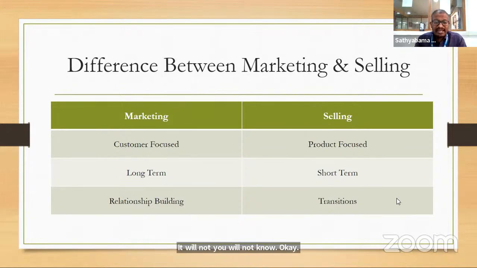Next, marketing is long term. In marketing you build a relationship between the customer and the buyer. You will know what the customer needs and wants, and according to the customer's needs and requirements, you fulfill them. So marketing is a long-term process, and selling is a short-term process. Selling is a one-time buy. He'll just buy and he'll stop.